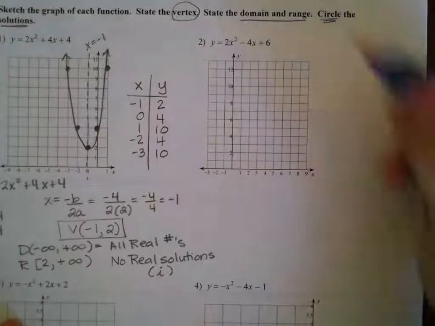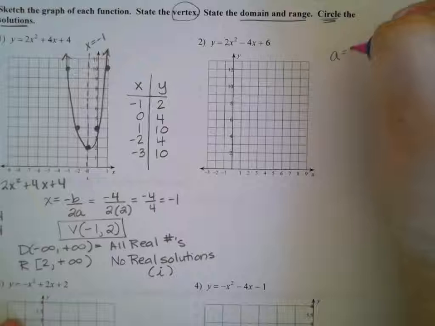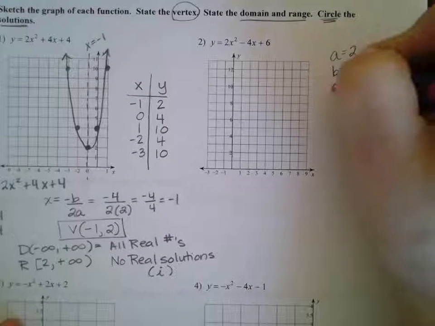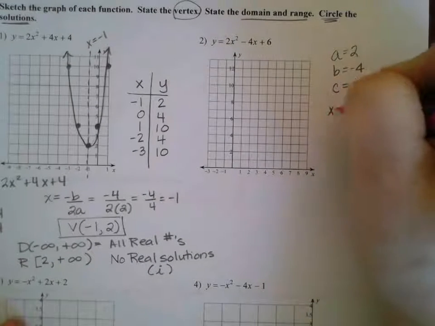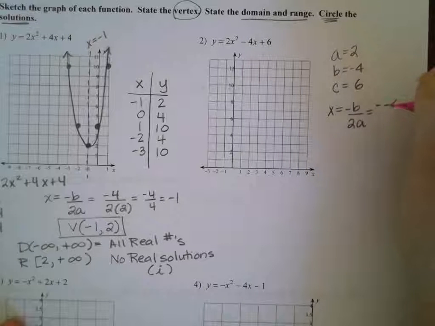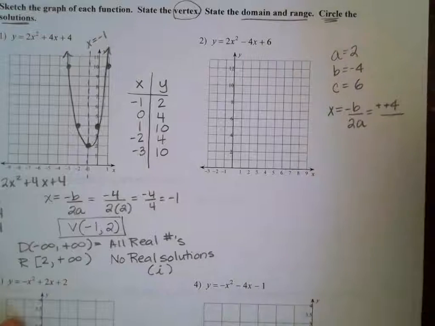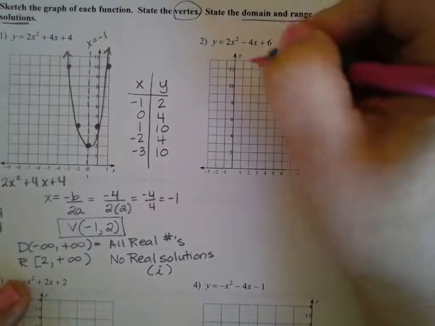Let's look at number 2. 2x squared minus 4x plus 6. So a is 2, b equals negative 4, and c equals 6. So we're going to do the axis of symmetry. x equals negative b over 2a. So a negative 4 would turn positive, all over 2 times 2. Well, that's 4 over 4, which is 1. So your axis of symmetry is going to be x equals 1.